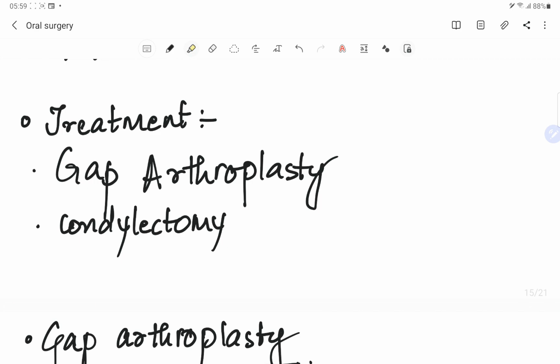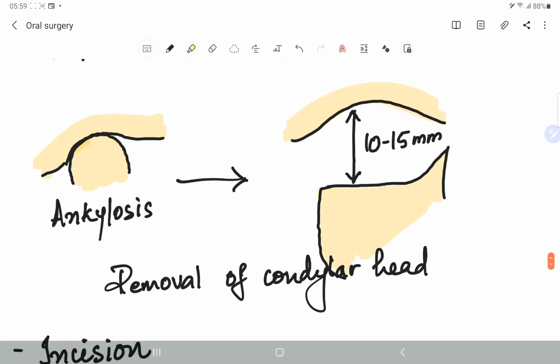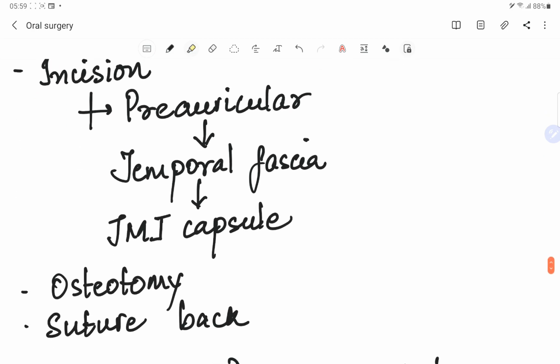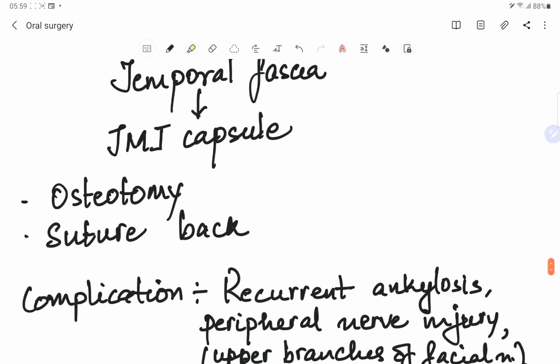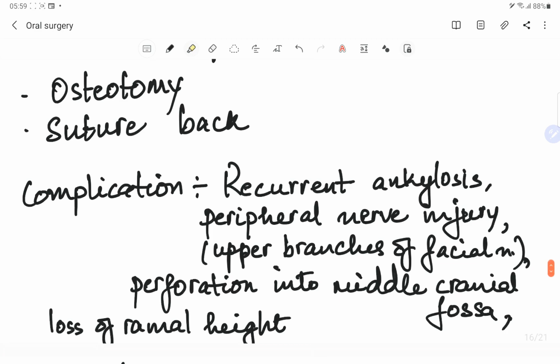In case of true ankylosis, we are talking about, guys, gap arthroplasty. I have told you about gap arthroplasty. We create a gap between the joints. So we remove the condylar head, give the incision, remove the fascia, remove the capsule, and then remove the condylar head up till the neck and then suture it back. The complication is there is again a chance of ankylosis since we are not creating any barrier between the gap. There is no interpositional graft. So that can occur again. So the complication is reoccurrence.